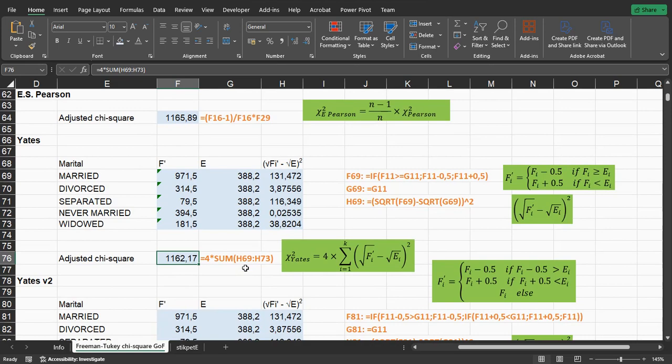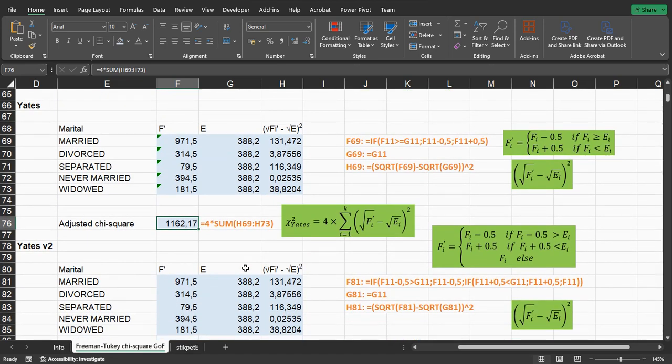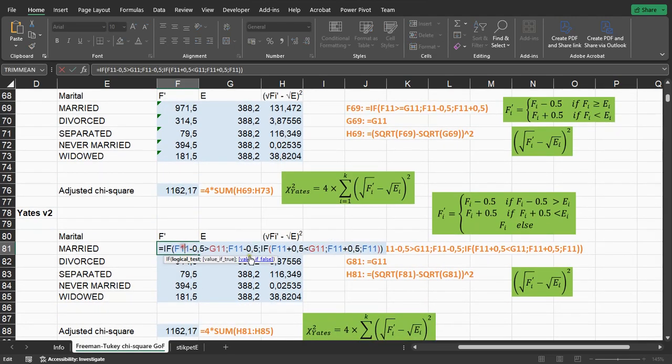There's an alternative version for this Yates, because this might sometimes get negative results. So what you could do is subtract a half first if the observed count is greater than the expected count, you subtract indeed a half. The other way around, if you add a half and it's less than the expected count, then indeed you add a half, and otherwise you just keep the original observed count. So that's what's being done here.